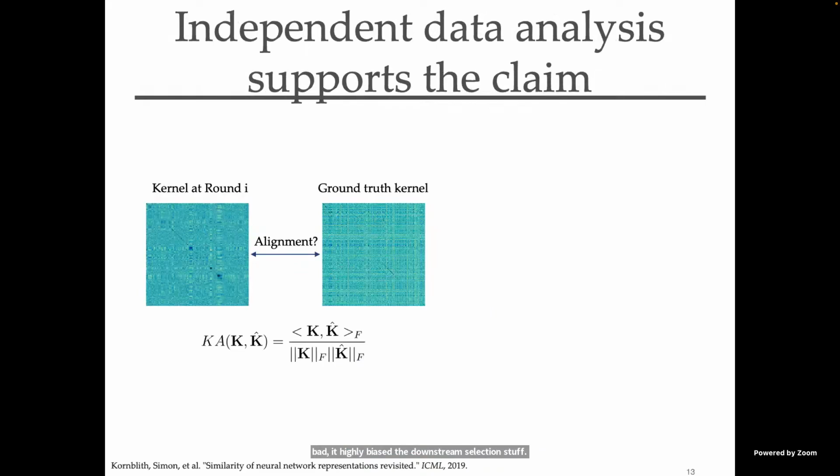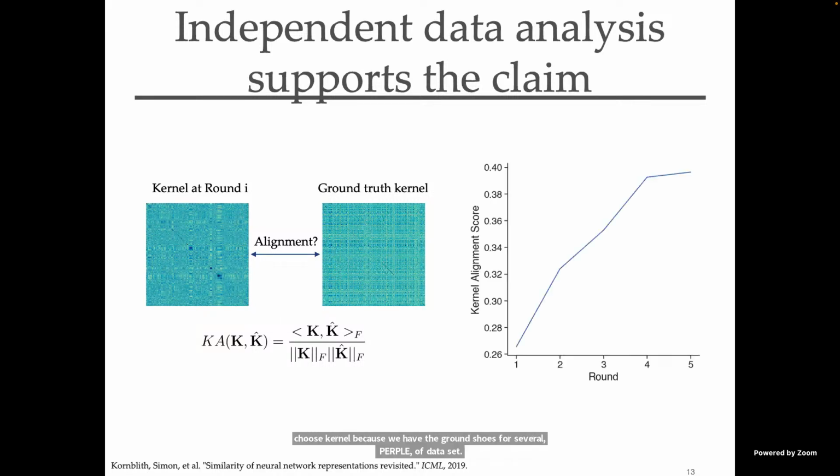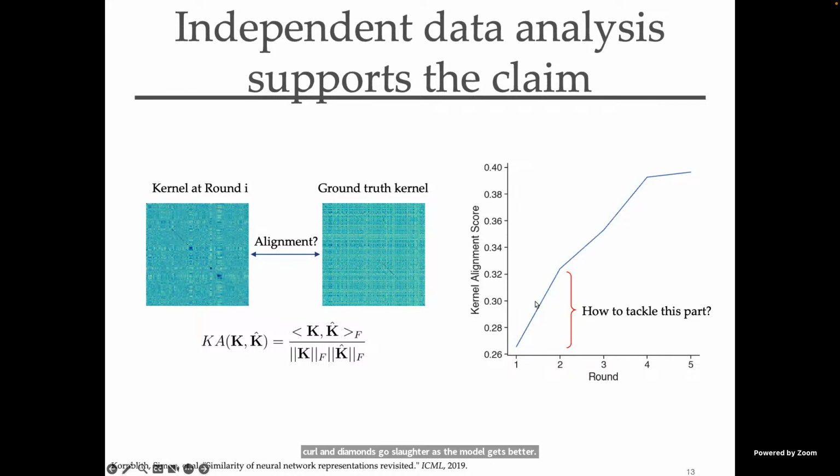We also have an independent data analysis to support this claim. Basically, we simply ran a vanilla active learning method, which is uniform sampling. In each round, we computed the model kernel on the same set of perturbations. We also have the ground truth kernel, because we have ground truth for several perturbation datasets. Then we can calculate the alignment between them. We find that as rounds go by, of course, the kernel alignment gets larger as the model gets better. But the thing is, in the first few rounds, the model kernel is not that good. So how do we tackle this? This is our method motivation.